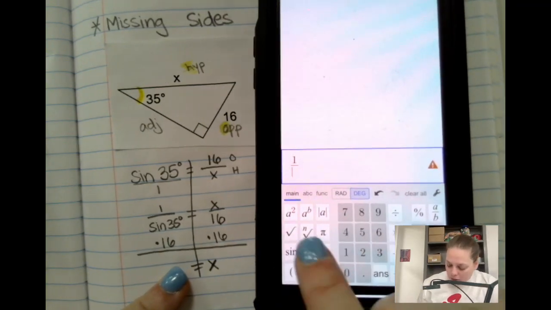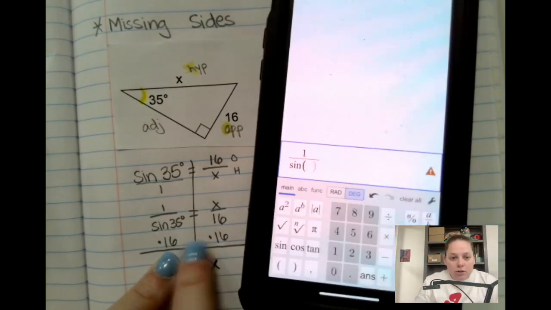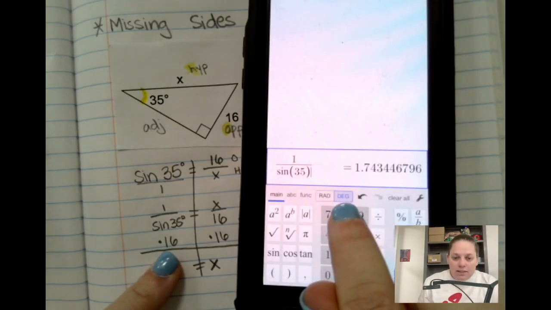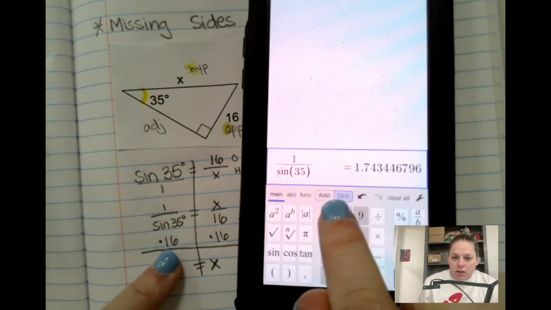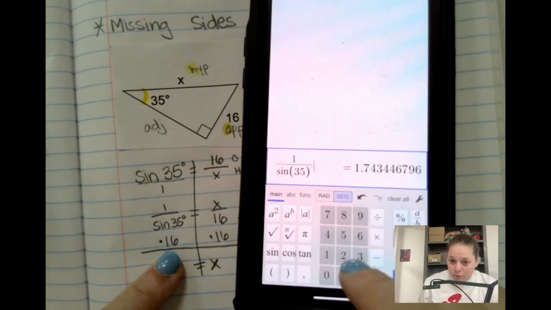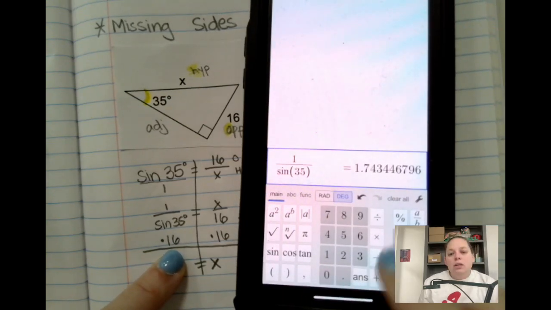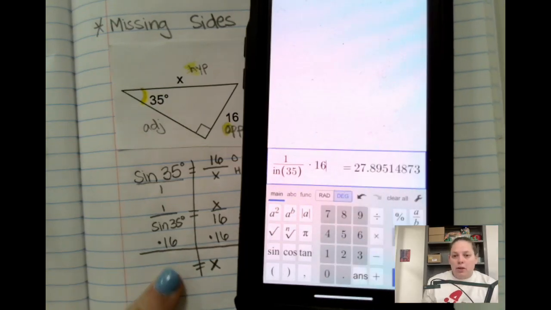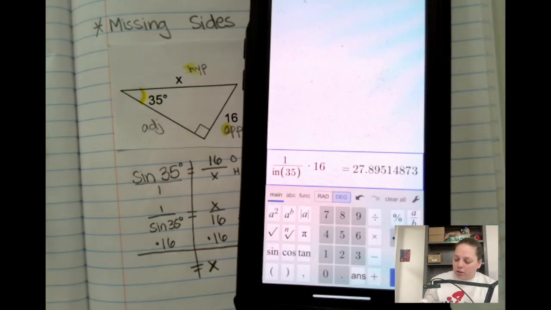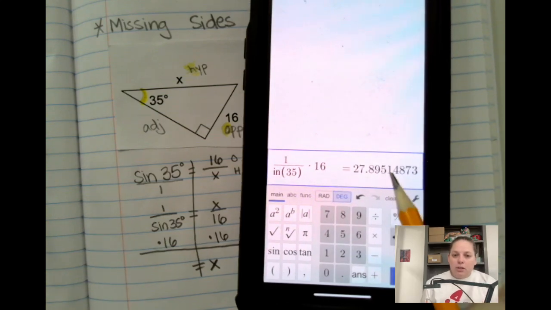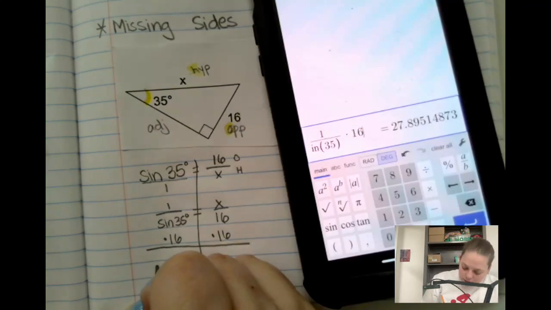All right, so we do 1 divided by sine of 35. Now the degrees is right here, it's highlighted in DEG. If you're using a different calculator, you want to make sure you're using degrees. That's something that the Google calculator doesn't do. So use decimals. Okay, times 16, and we get 27.89. We're going to round to the nearest hundredth, so I'm rounding either to 89 or to 90. Based on the next number being a 5, that tells me to round up. So I'm going to do 27.90.